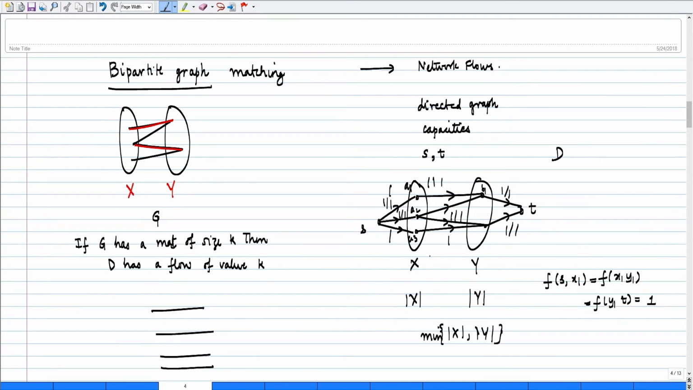So it says that if you give me any matching of a particular value, I will construct a flow of the same value. Therefore, the max flow in D has value greater than or equal to the max matching in G.